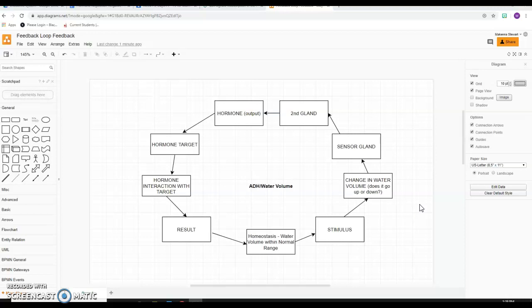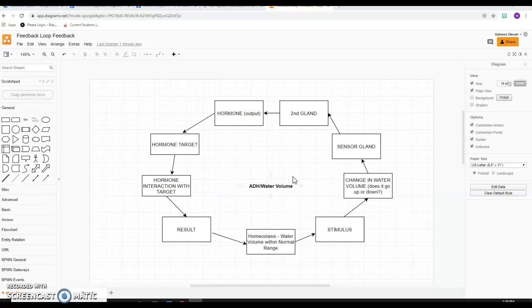From what I've seen, everyone was off to a pretty good start, and some people were even right on it with the necessary elements of the feedback loops. So I'm just going to go through these things kind of like I did in my other video and show you the necessary elements for each feedback loop.